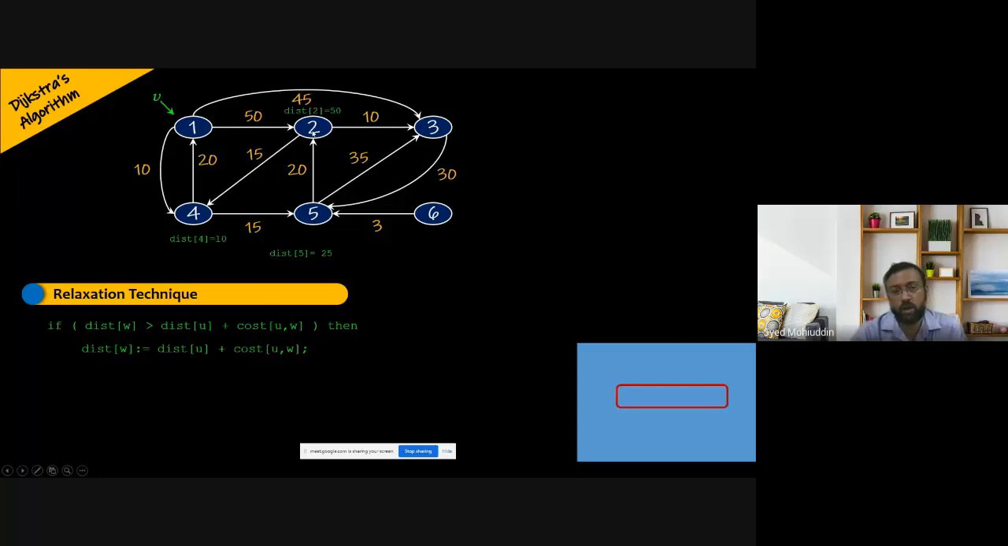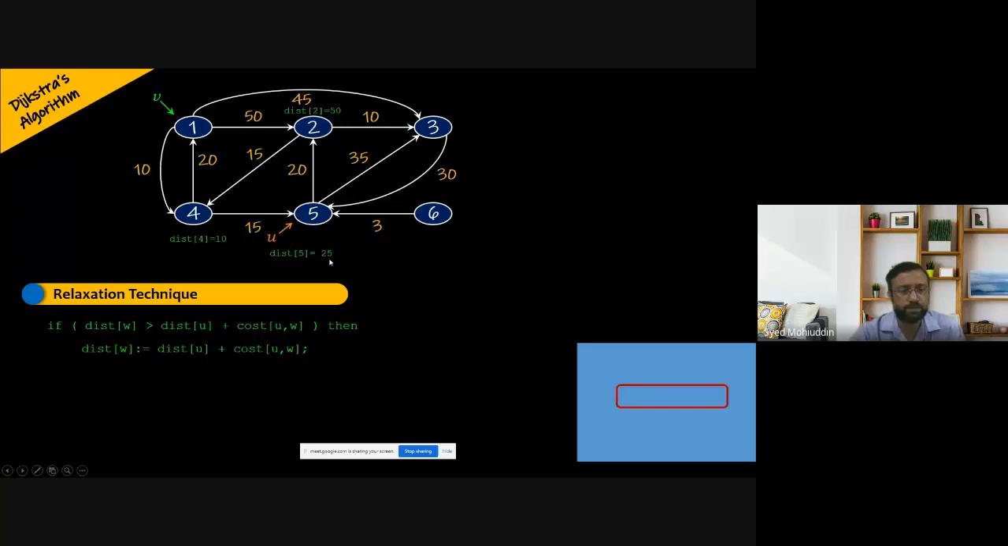Distance of vertex 2 means always the cost of the path from the source vertex, that is vertex 1. So distance of vertex 2 is nothing but from vertex 1 to vertex 2, what is its distance? We have a direct edge, so it is 50. So distance of vertex 2 is 50. Now, do we have any other path to reach vertex 2? Yes, we have from 5. From vertex 5, we can reach vertex 2. And vertex 5's distance, we already know it's 25.